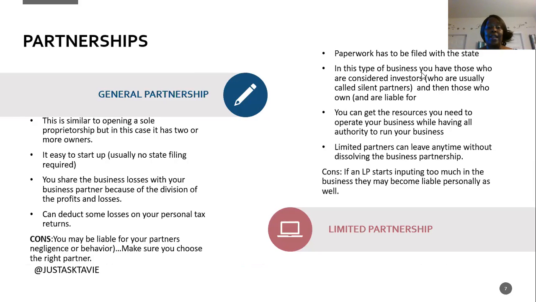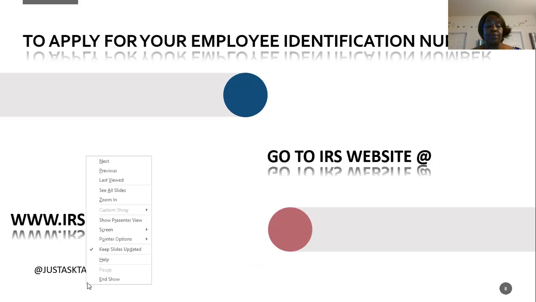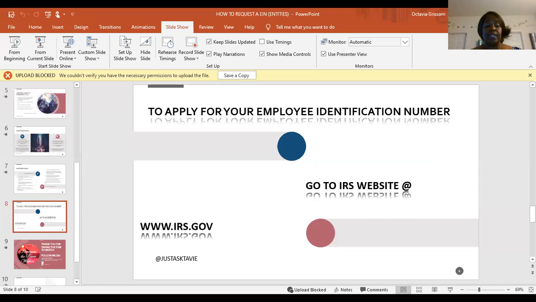The con is if a limited partner, which like I said, is also the silent partner, starts inputting too much into the business, they may become liable personally as well as the owner. So these are the 6 entities that you have to decide on the way you would want to open your businesses. And once you decide that, the best thing for you to do is go to the IRS, and I'll take you there now so that you can see how to apply for an EIN number.